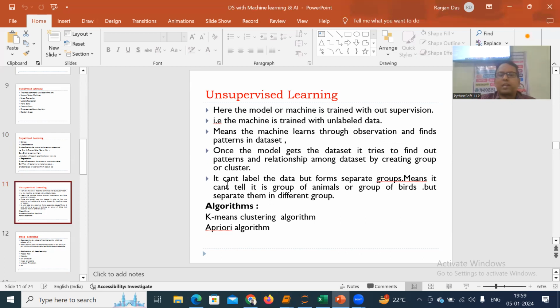Unsupervised means there is no training. You don't need to be giving training. Suppose a small kid is there, and her mom gives her different fruits. The kid has different fruits: red color, yellow color, green color. What will the kid do? The kid will simply group them: red fruits, yellow fruits, green fruits, like that.